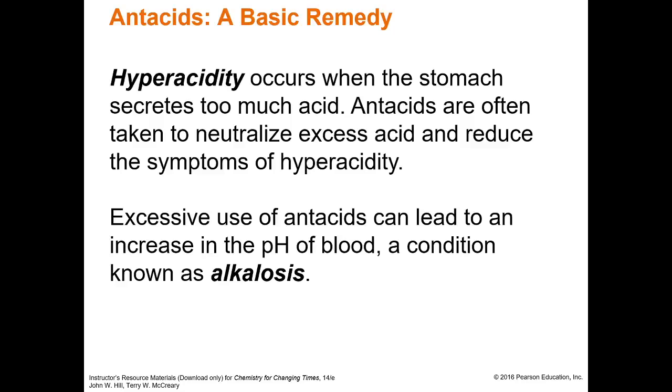Hyperacidity occurs when a stomach secretes too much acid. To fix this condition, you can use a base to neutralize part of that acid. And so antacids are often taken to neutralize that excessive acid and reduce the symptoms of hyperacidity. Excessive use of antacids can actually lead to the opposite condition, an increase in the pH of blood, which is a condition called alkalosis, which is also not good for you.